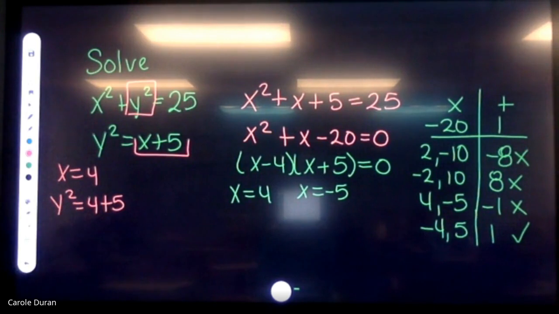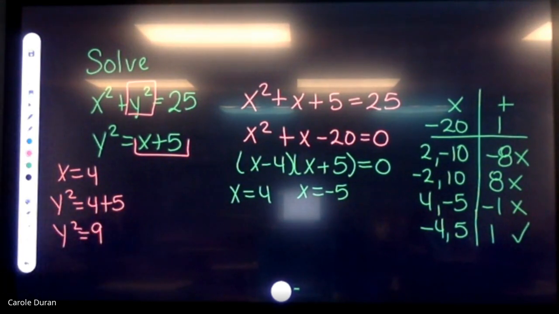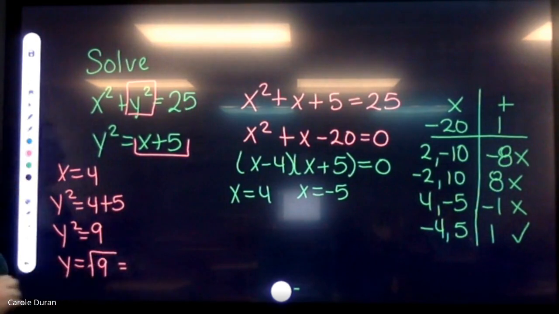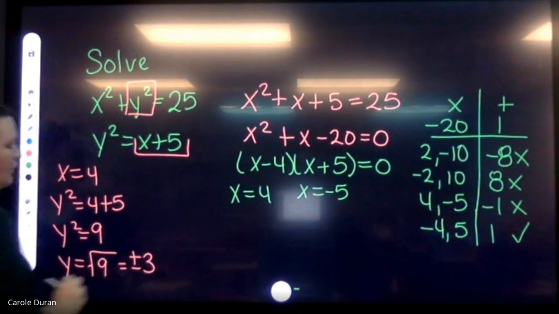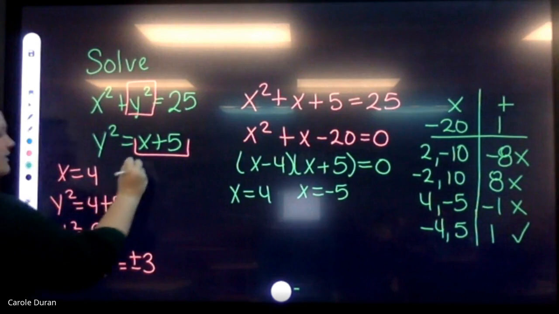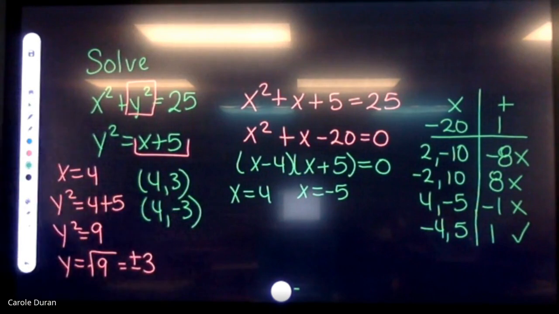So when I plug 4 in, I get y squared equals 4 plus 5. I put the 4 and the 5 together, and that gives me a 9. Then how do I get y by itself if y squared equals 9? Square root it. What's the square root of 9? 3 and negative 3, positive and negative 3. So both of those are going to be y values on points with an x value of 4. So this correlates to two answers: 4, 3 and 4, negative 3. So one x value gave me 2 solutions. That's okay.